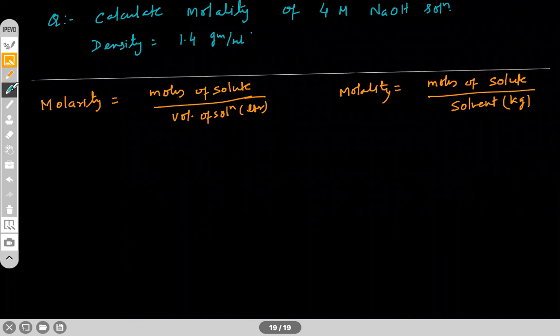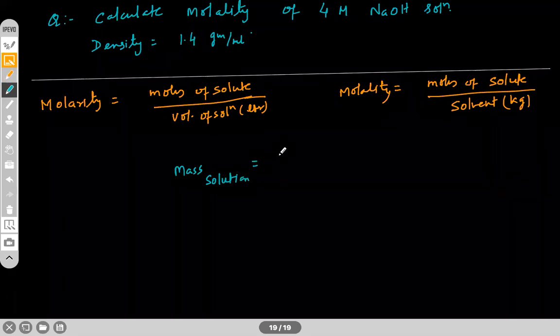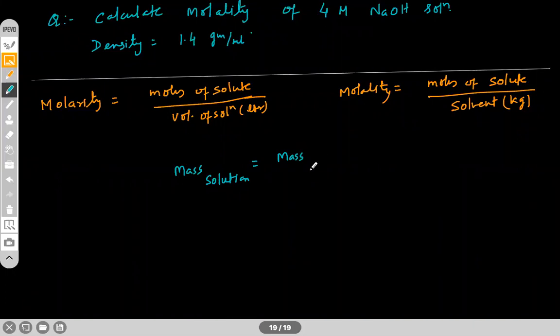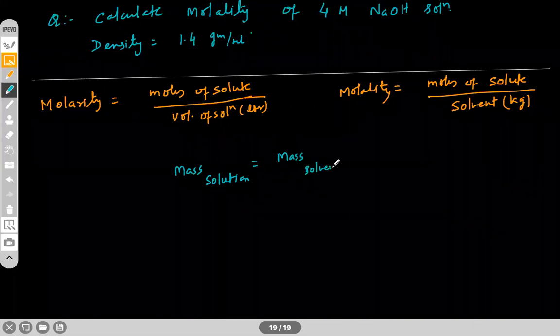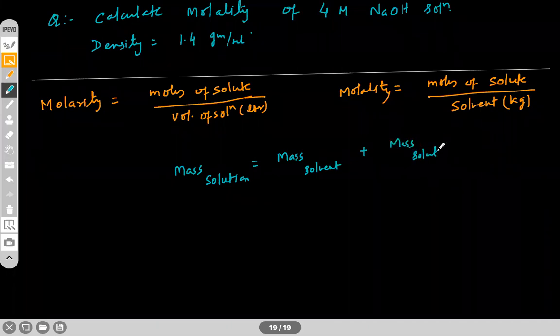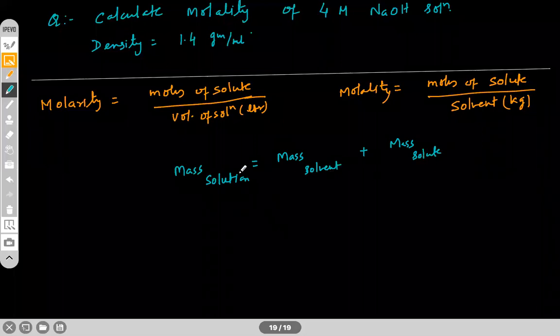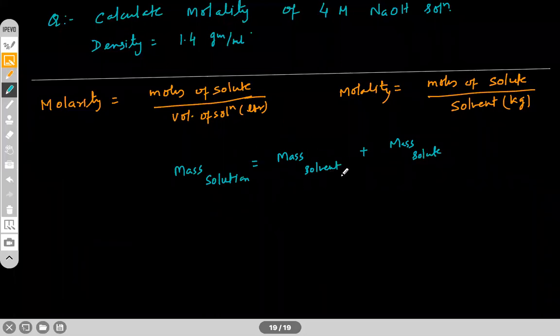Right. So what we know, the mass of solution is equal to what we can write? It is equal to mass of solvent plus mass of solute, because solution has two components, solvent and solute. It is made up of these two. So whatever the mass of this plus this, that would be the mass of solution.